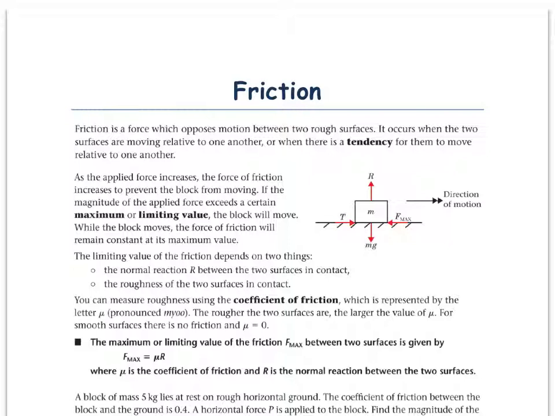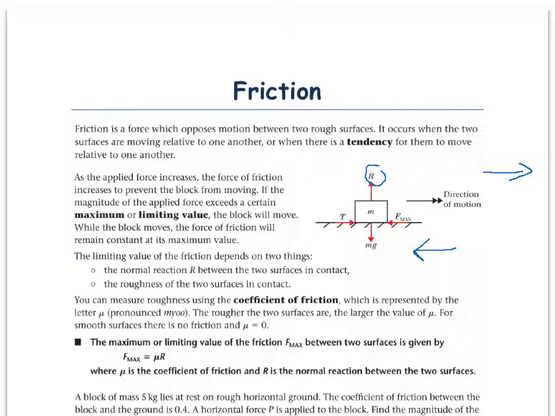The state where the friction maximum is equal to the force being applied is referred to as limiting equilibrium. It's on the point of moving. The limiting value of friction depends on two things: the normal reaction, R, between the two surfaces in contact, and the roughness of the two surfaces in contact. So on this diagram, the R is perpendicular to the plane or the surface, the table, whatever it is, and we're moving in this direction, so the friction, as you can see highlighted here, is in that direction.